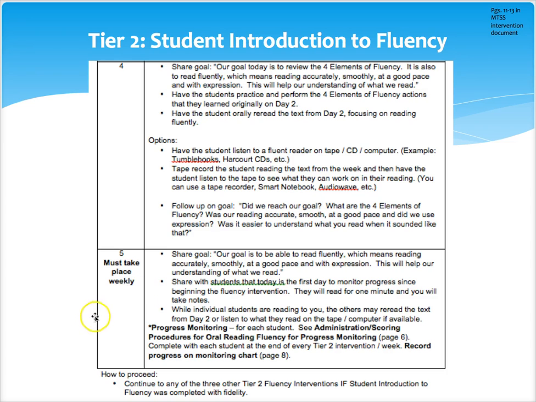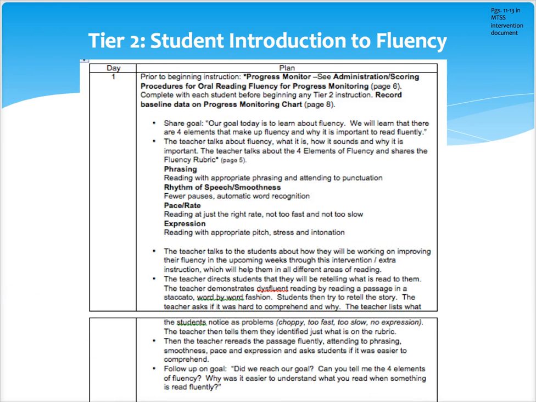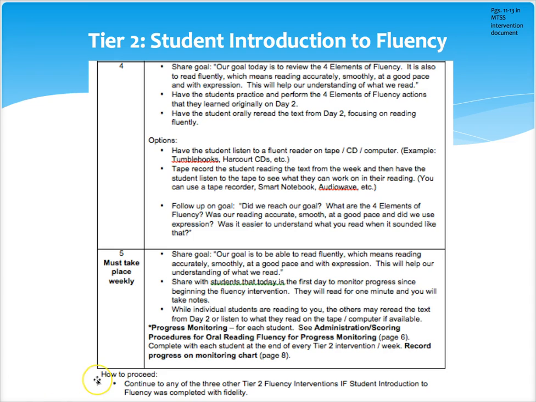And here at the end of every Tier 2 and Tier 3 lesson, they'll have how to proceed. And so on this, it says continue to any of the 3 other Tier 2 fluency interventions if the student introduction to fluency was completed with fidelity. So making sure that you completed all of the parts, everything that was included in this 5-day lesson plan.